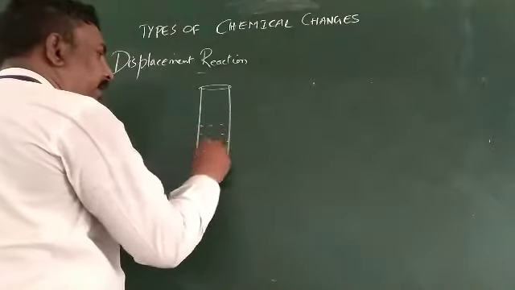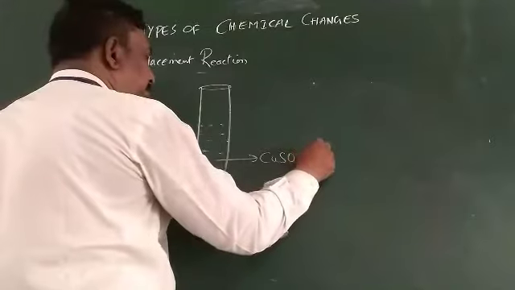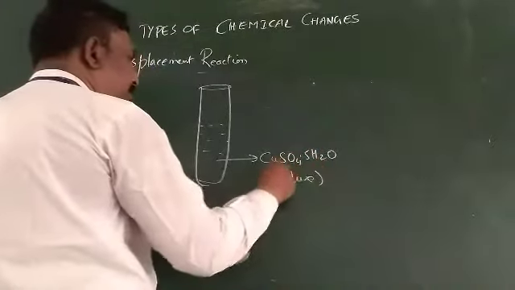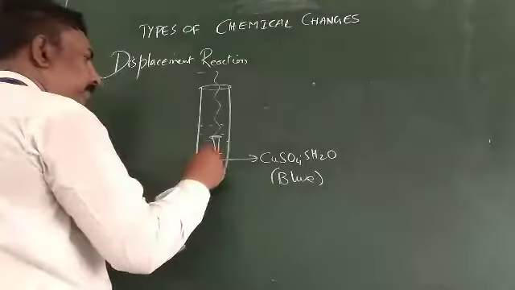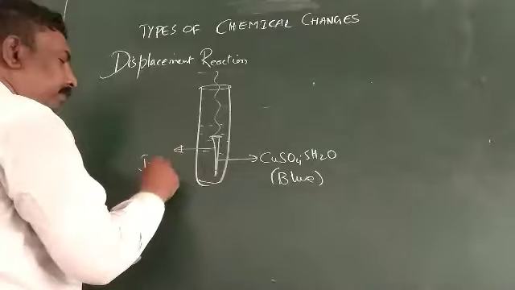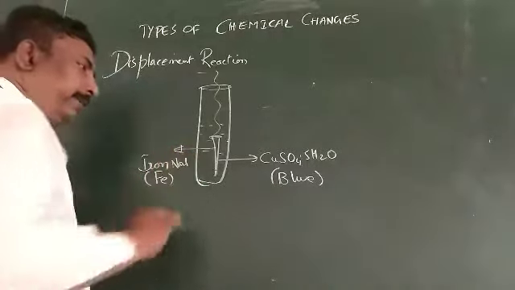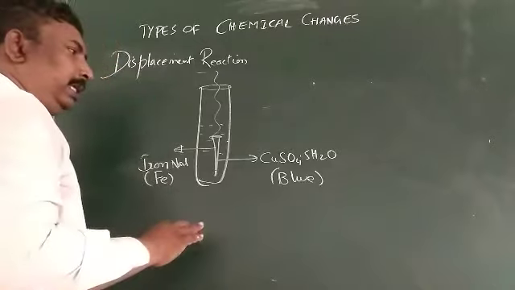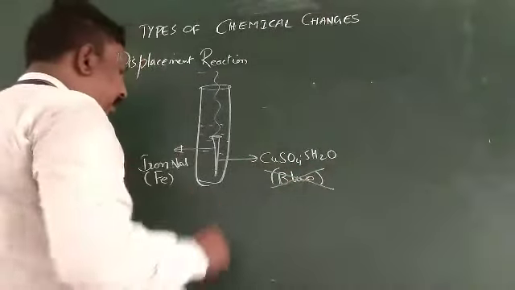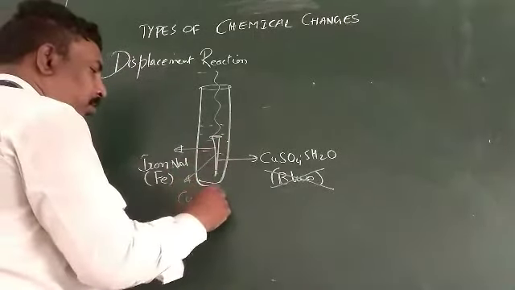Take copper sulfate solution. Copper sulfate solution color is blue. Now keep an eye and wait for some time. You will see that this copper sulfate color will be faded out, and on the iron nail some copper will be coated.